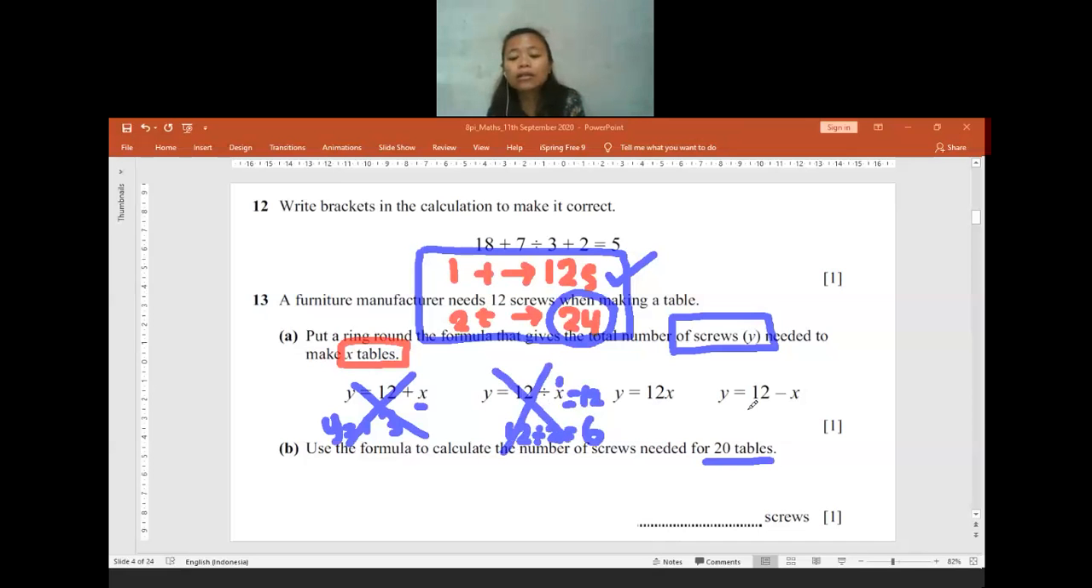I need to check the third equation. I replace the x with 1. 12 times 1, the answer is 12, correct. And then now I check for two tables. 12 times 2, the answer is 24 also. Both of them are correct. So it means the correct equation is the third equation.